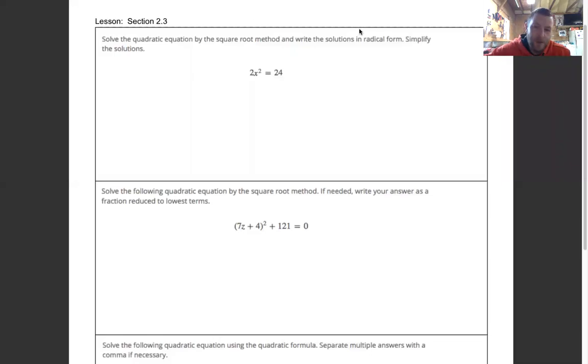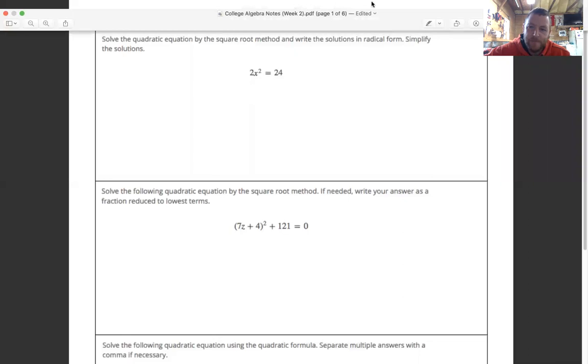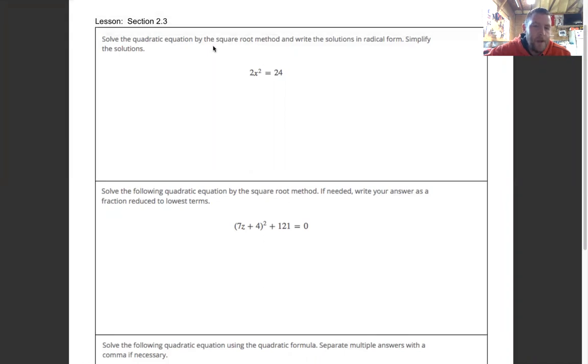All right, we're going to start section 2.3 here. Section 2.3 is about solving polynomial equations, so equations that have x squared and x in it. Instead of just solving basic equations, now we have to solve these that have the x squared in there. If there is an x squared in there, there are just a couple options you could have.